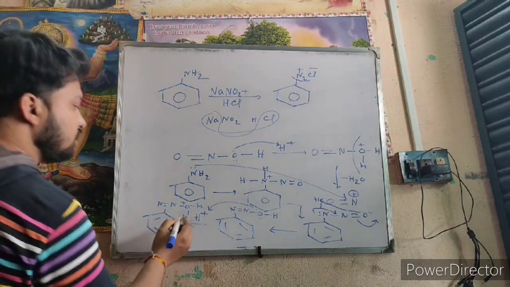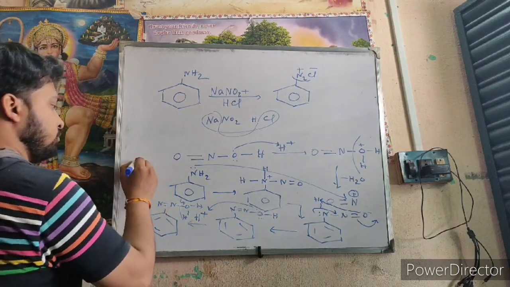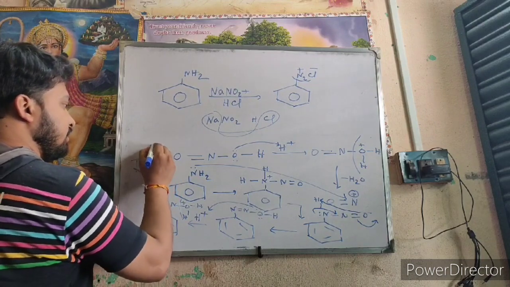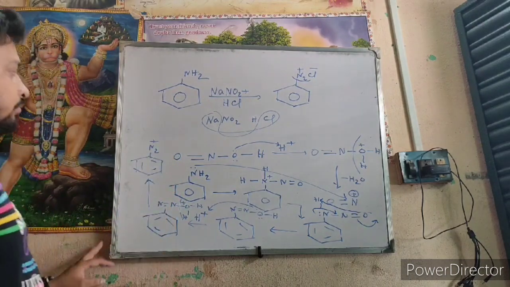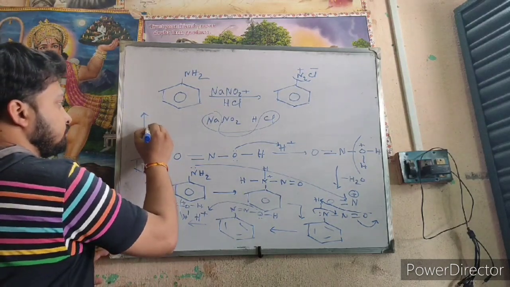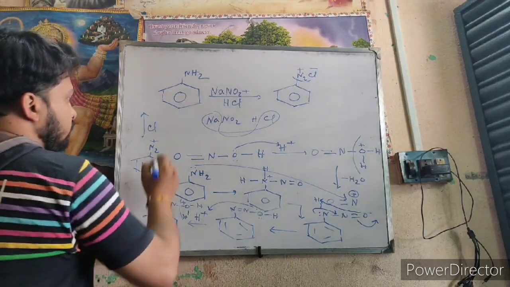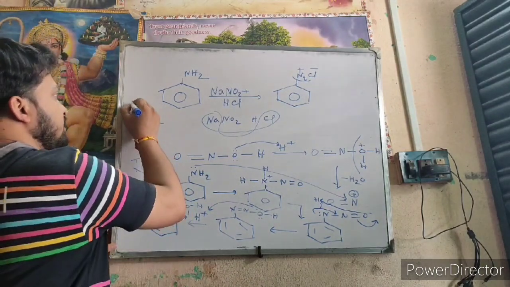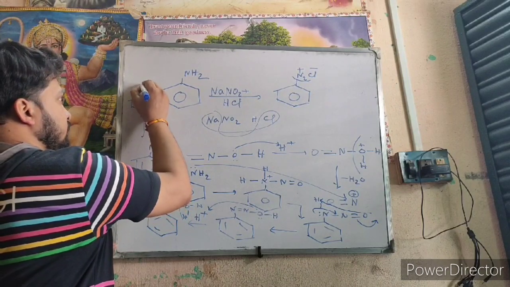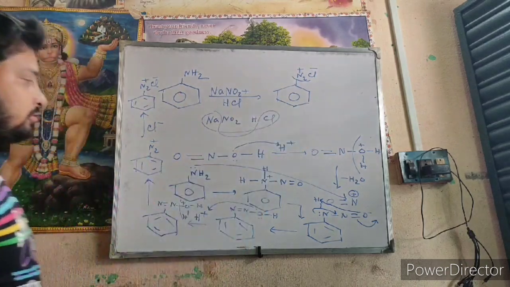So OH2 is a good leaving group, therefore you get benzene and N2 plus. When it reacts with Cl minus, you get N2 plus and Cl minus. This is the compound.